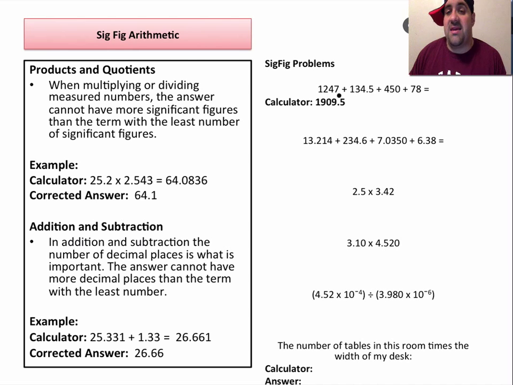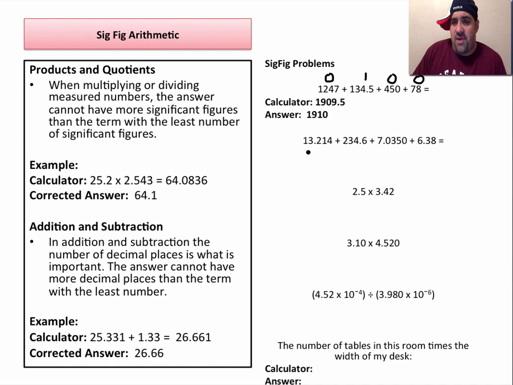Which term has the least number of decimal places? Well, this one has 0 decimal places. This one has 1. This one has 0. This one has 0. So guess what? Our final answer cannot have any decimal places because these terms have 0. So we're going to have to round this. 1909.5 should round up to 1910. And that's exactly what happens. 1910 would be your final answer.